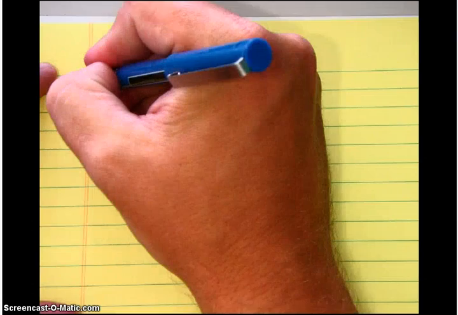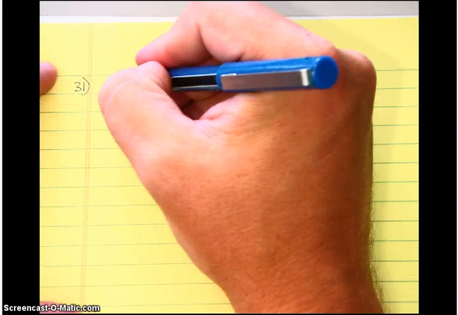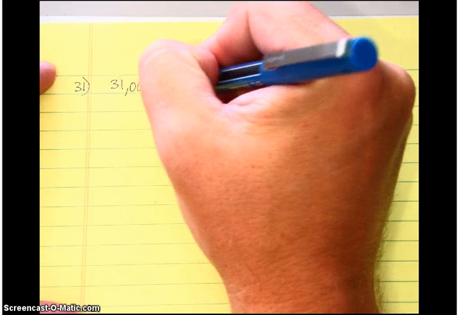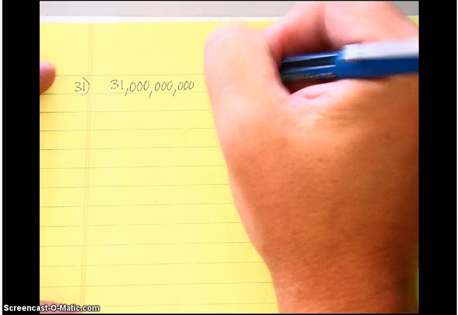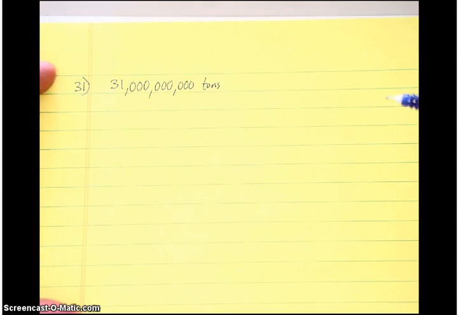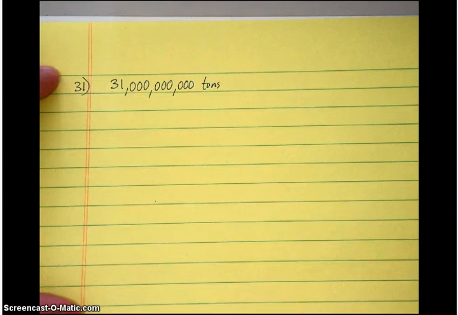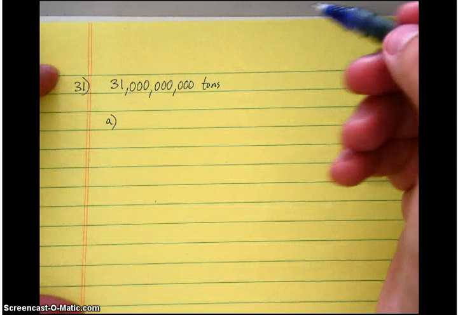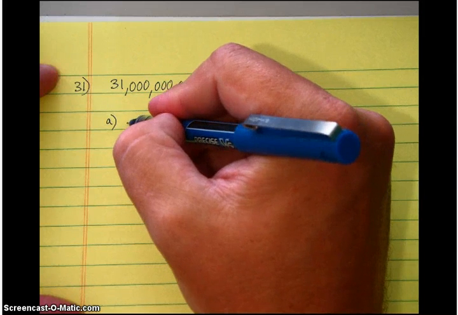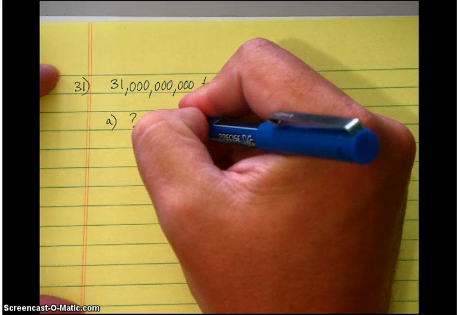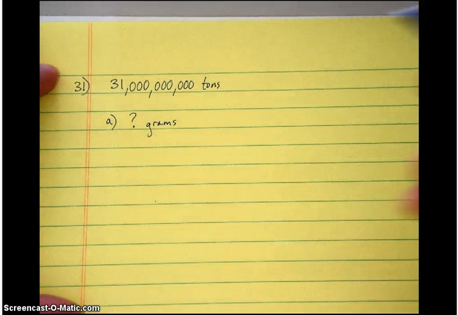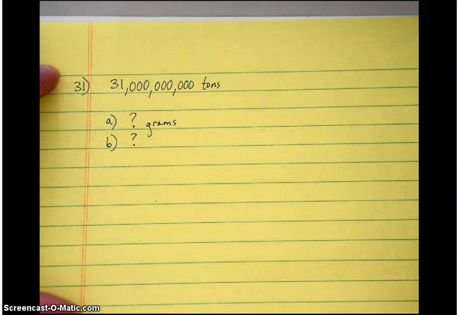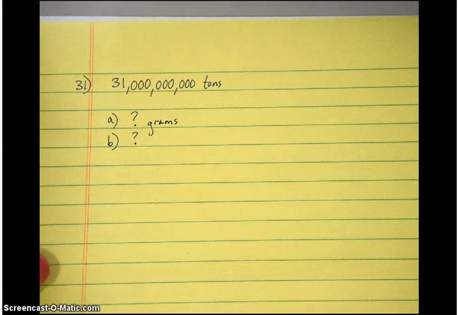So here's problem 31, and we have 31 billion tons of CO2. That's our given. In the first part of the problem, we are wanting to solve for the number of grams. In the second part of the problem, we will need to solve for some other unit that also involves grams. So there's our starting point.